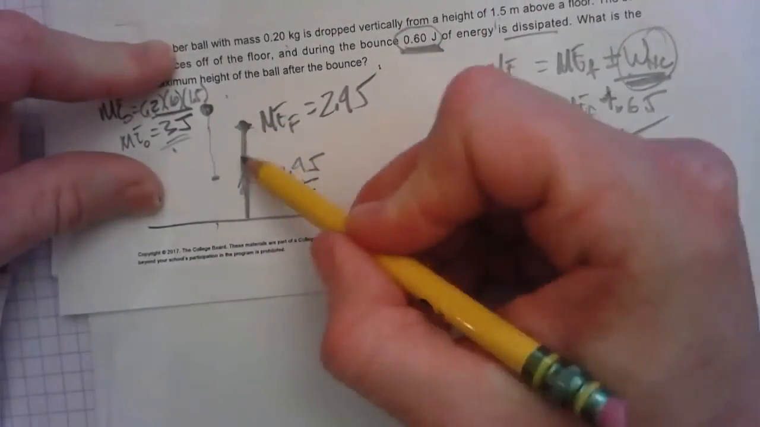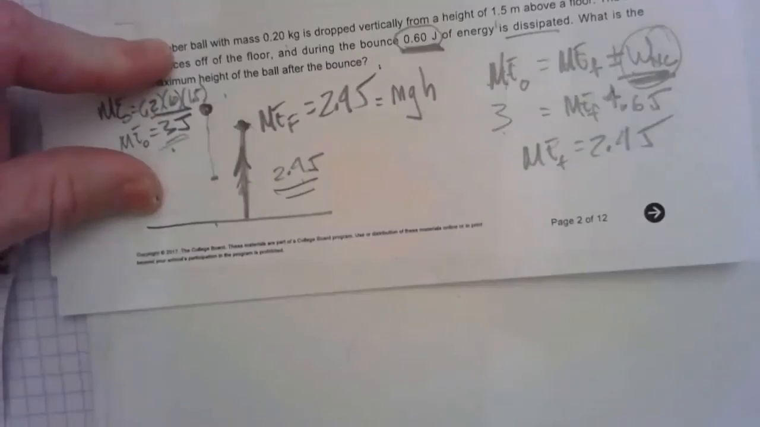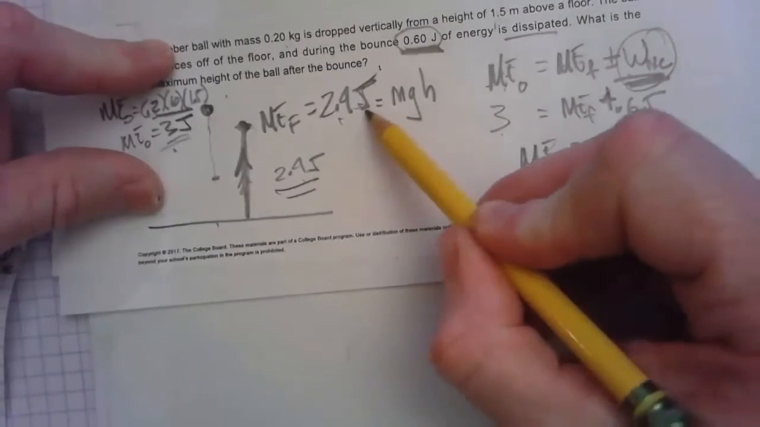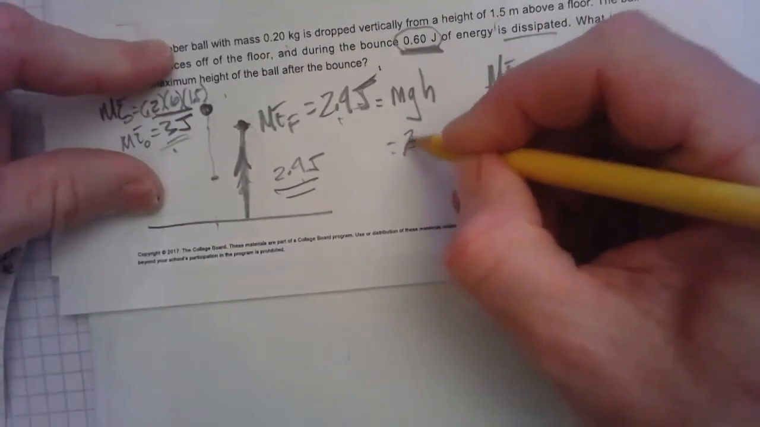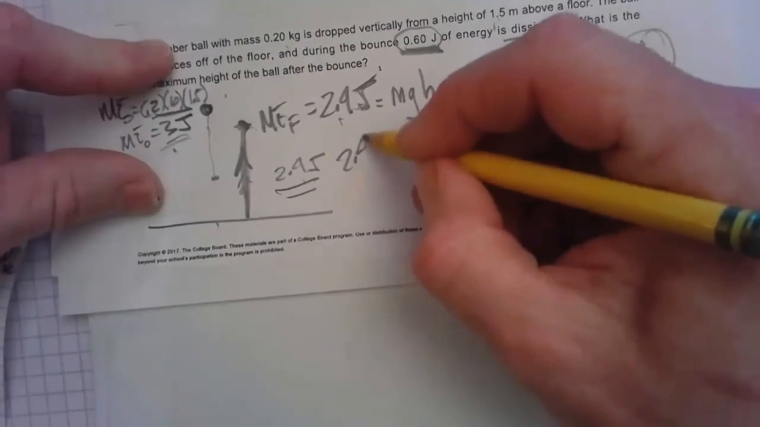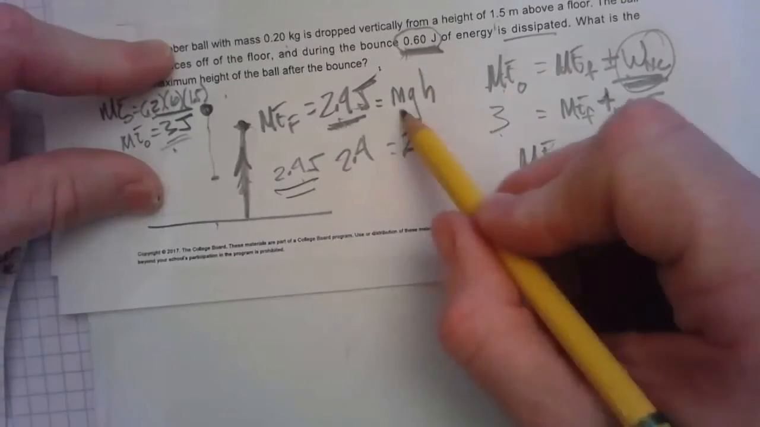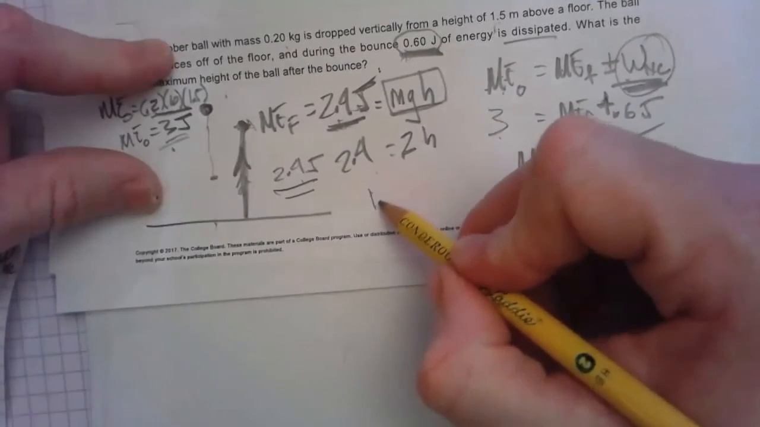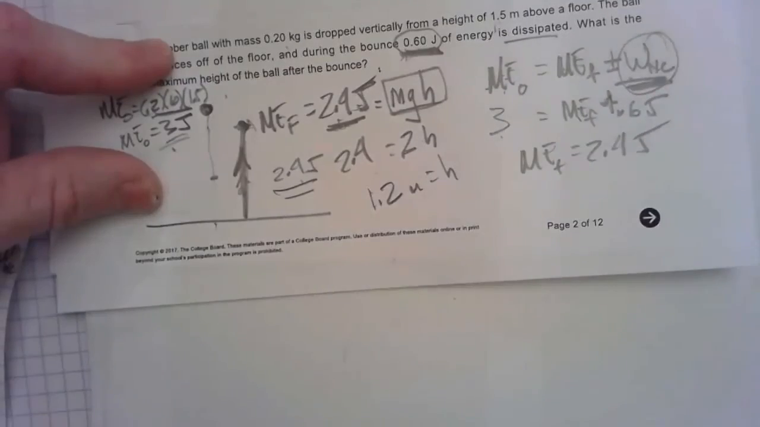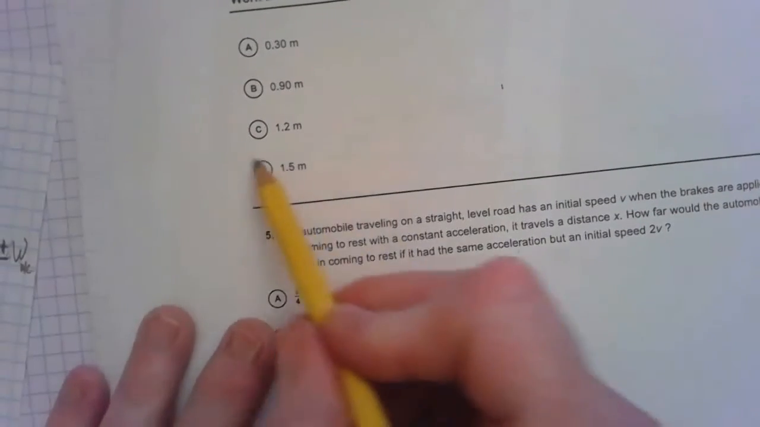When it gets to the top here, when it comes back up and stops, that's in the form of gravitational potential. So I have 2.4 joules equals m, the mass of the ball, which is still 0.2, times g, which is 10, so we're just going to call that 2 right off the bat, times the new height. So the new energy that it has after it lost this 0.6 is equal to the potential energy it's going to have at the top of that bounce. Divided by 2, it's going to be 1.2 meters worth of height. Is that an answer? That's it. Let's answer C. We'll go with it.